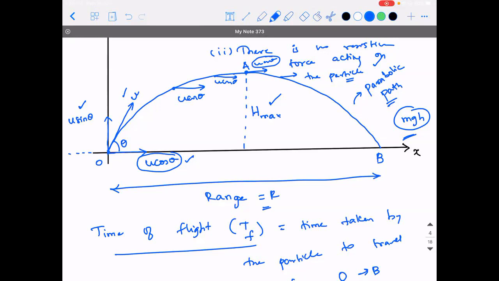Sir, isn't this a circle? No, it's not circular. It's a parabola. A parabola is a different shape compared to a circle. They are two different conics. They do not have the same mathematical equation.